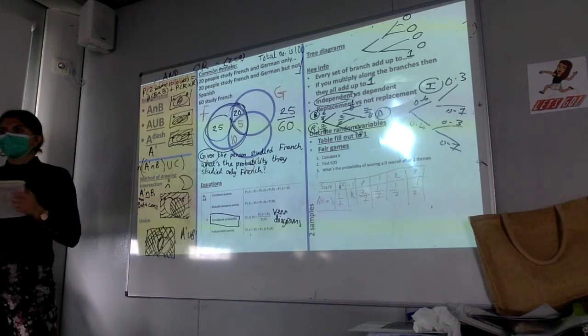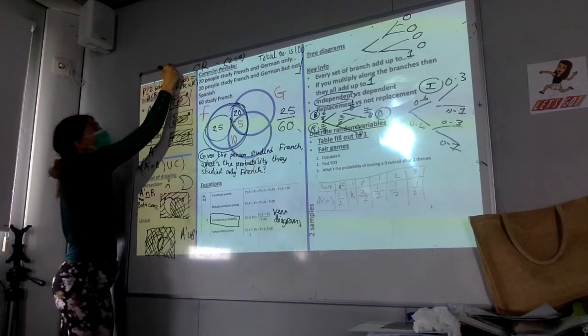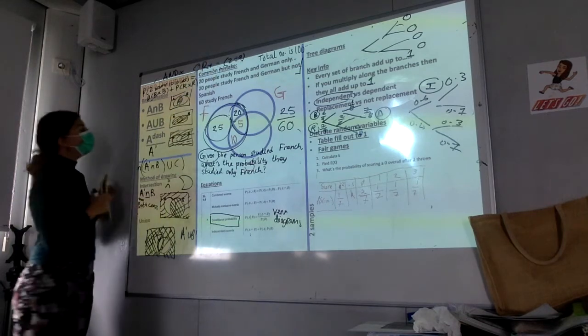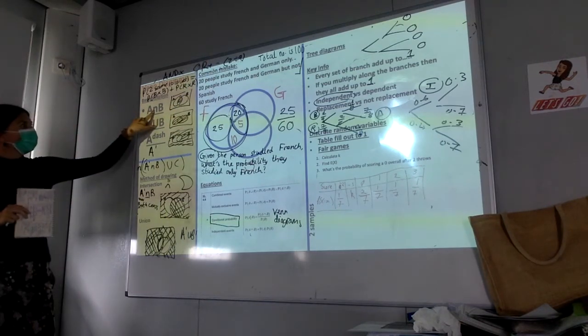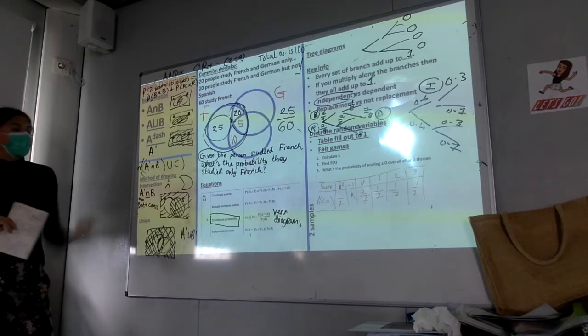"And" is what, times or plus? "And" is times. No, not "and", ∩. ∩ is the intersection. So how do you do that for a probability question? Is it plus? Is it times? It depends.